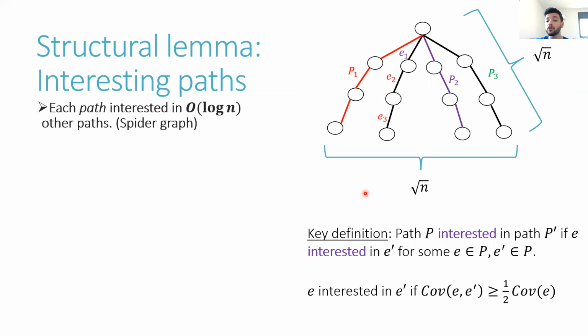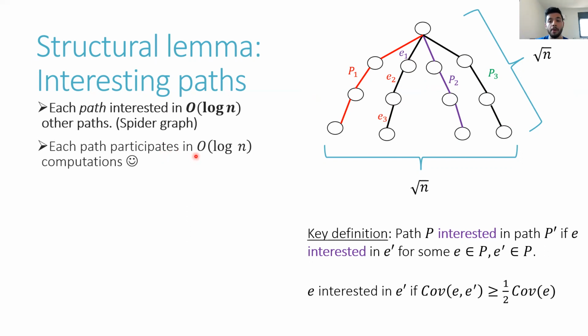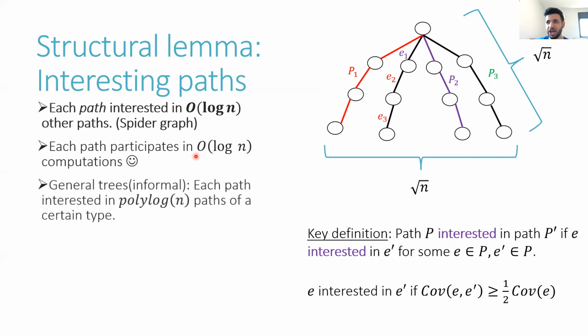So now we can state our lemma, and that is that each path P can be interested in at most O of log n other paths. So the scenario you saw before, of each edge E in a given path interested in a different path, cannot occur. This is of course for the spider graph case, in which we get that each path participates in only order of log n computations, and thus we do not have a lot of congestion. In general trees, the statement is a bit more complicated, and we prove that each path is interested in only polylog n paths of a certain type.